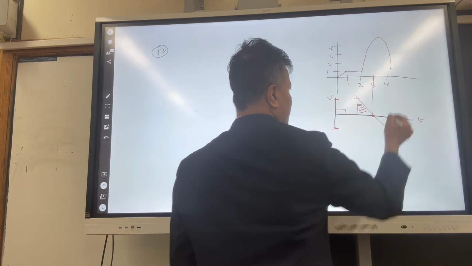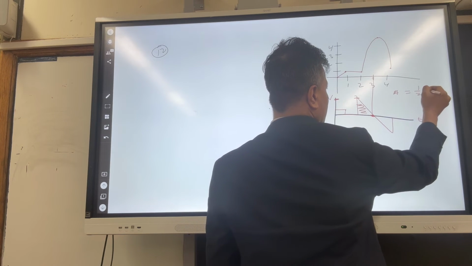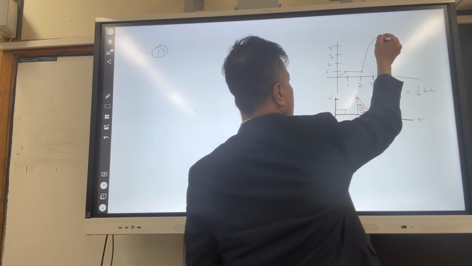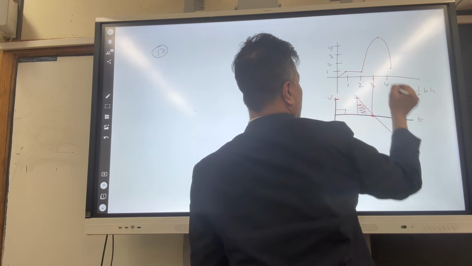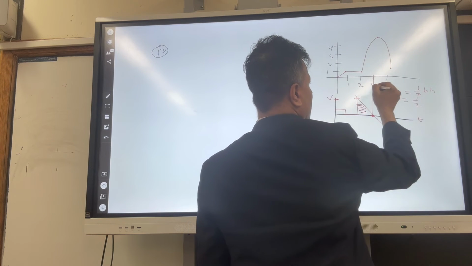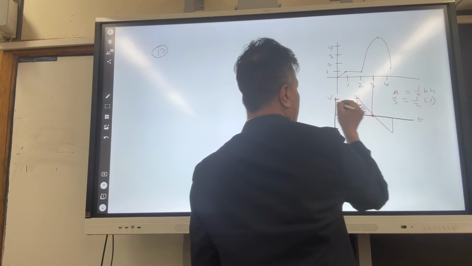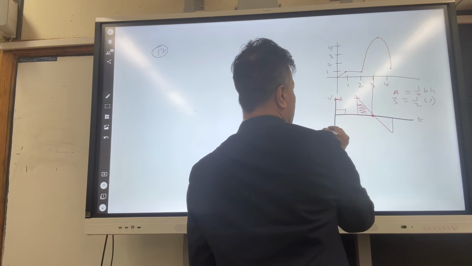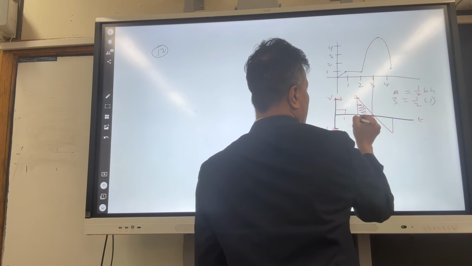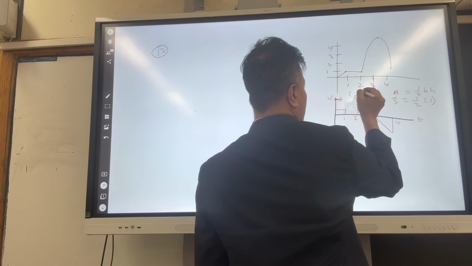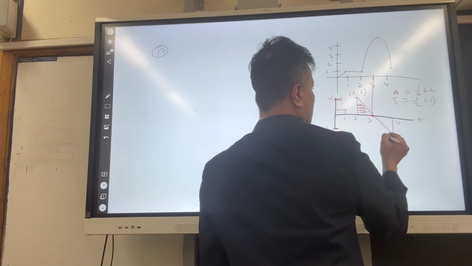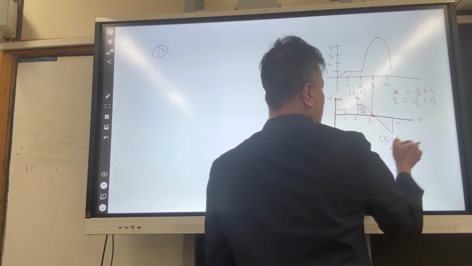Okay, area is half of bh. Area is displacement, so 4 minus 1 is 3, 3 minus 2 is 1, so it's 6. So this is negative 6. So this is 1, 2, 3, 4. This is 2, 6. This is 4 comma negative 6.